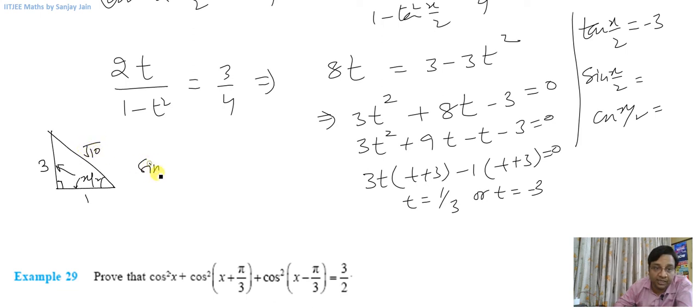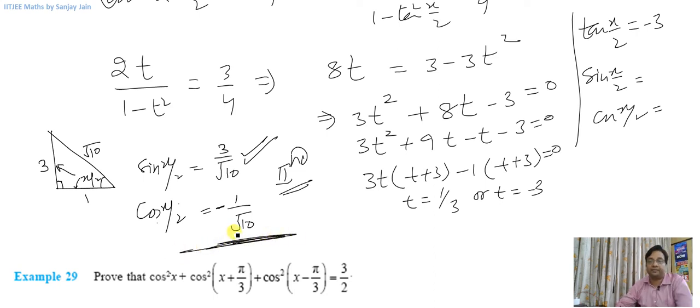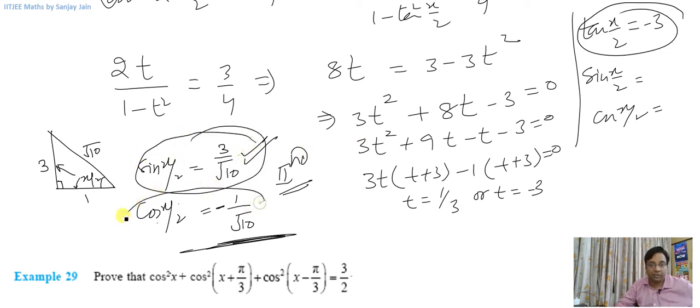So sin(x/2) will be equal to 3 upon root 10 and cos(x/2) will be equal to 1 upon root 10. Now we are talking about the second quadrant. So this is the value of sine because sine will be positive there. Cos will be negative, so let us write a minus here. So these are the values. tan(x/2) is -3, sin(x/2) is 3 by root 10, cos(x/2) is -1 by root 10.